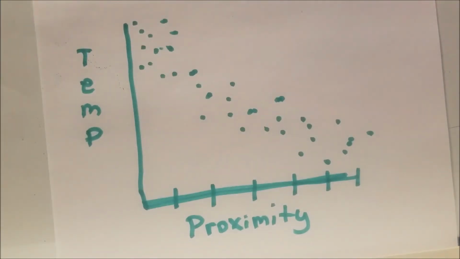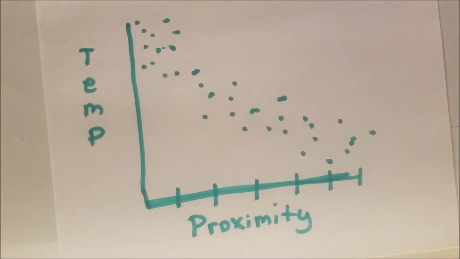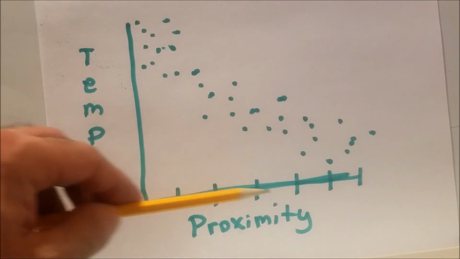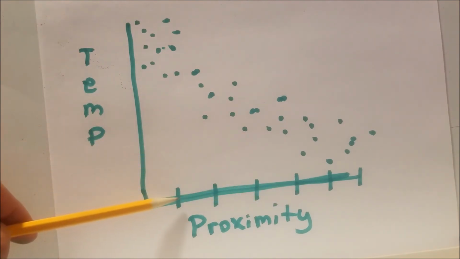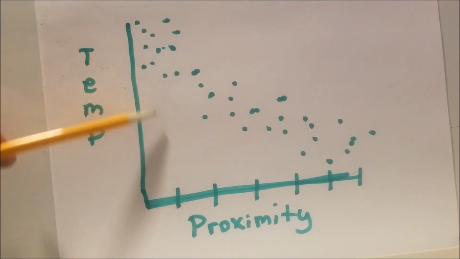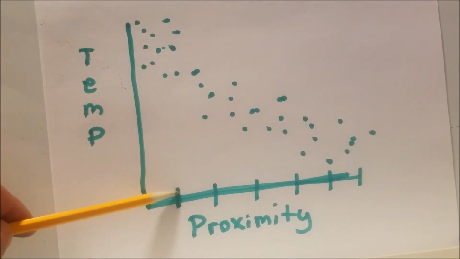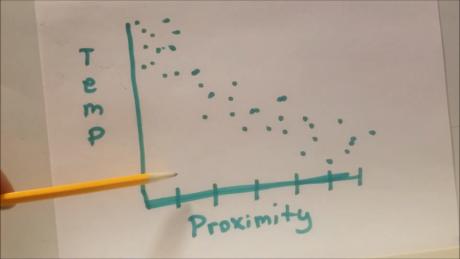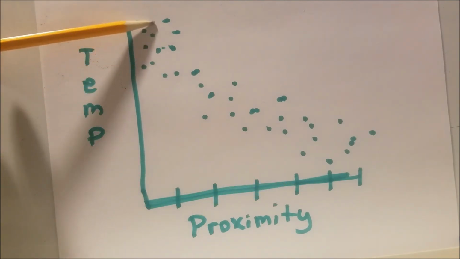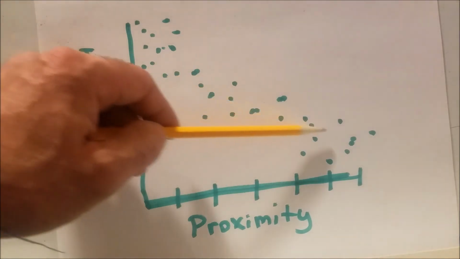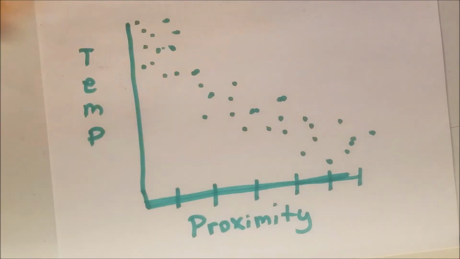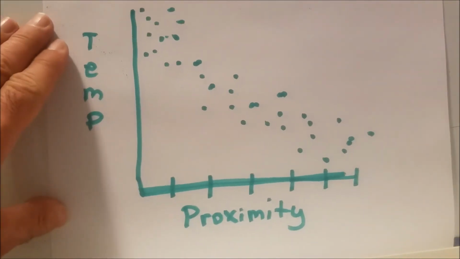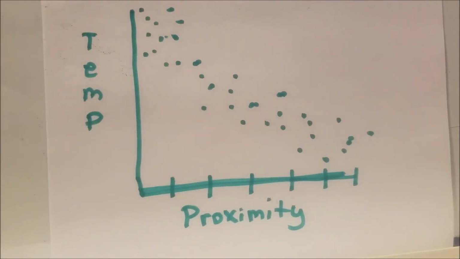Now here's one, and let's say this was planets. The proximity to the sun, let's say, the closer you were to the sun, and the temperature. So this would be the distance from the sun. So it makes sense that a planet closer to the sun would have a higher temperature than a planet that's farther away, right? It makes sense. So we have a negative correlation going on here.